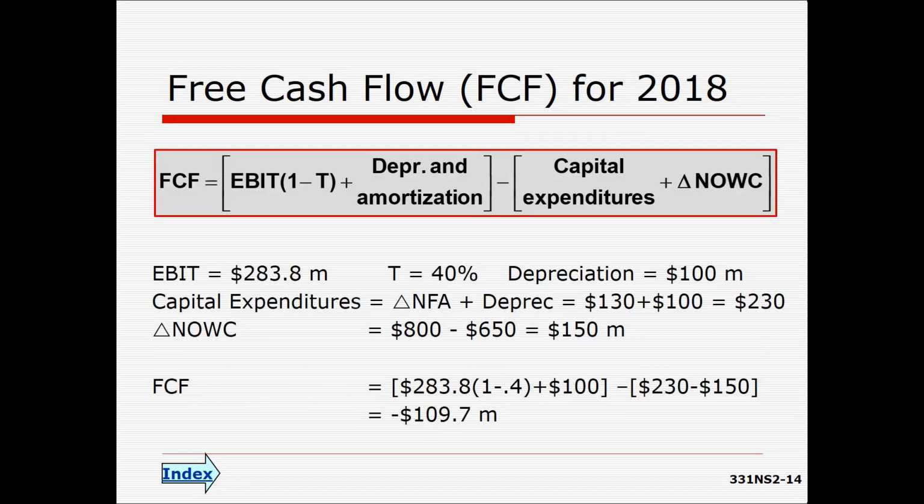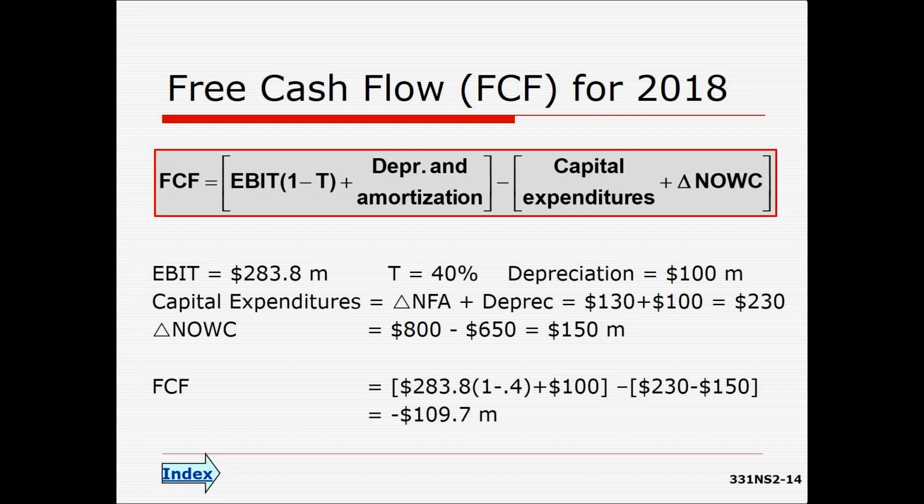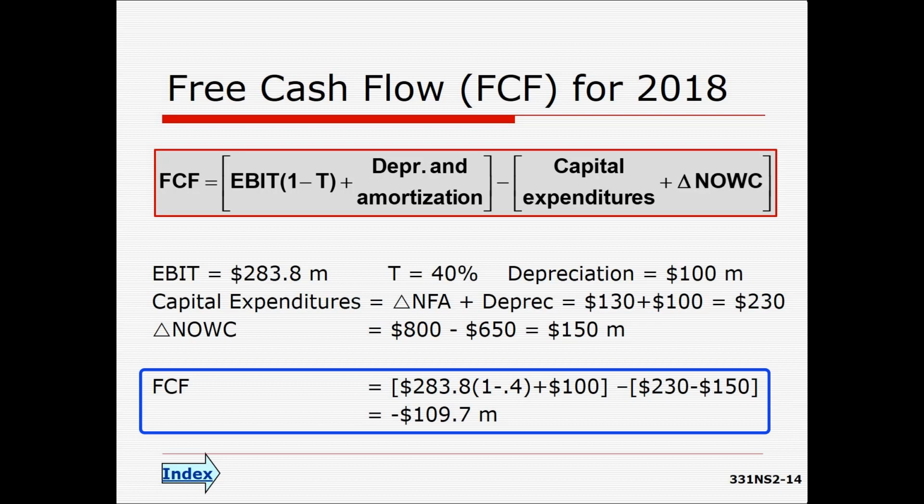The formula for free cash flow is shown at the top of this slide. Note that capital expenditures equals the change in net fixed assets from the balance sheet plus depreciation from the income statement. And yes, depreciation and amortization are added in the first component and subtracted in the second. Allied's free cash flow for 2018 is a negative $109.7 million. Negative free cash flow is generally not a good sign, but it can occur during an expansion.